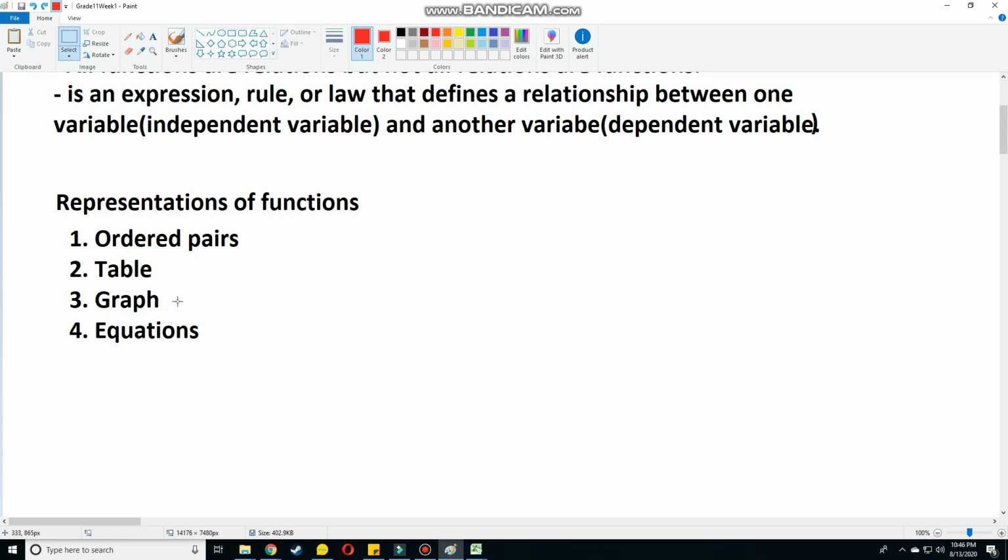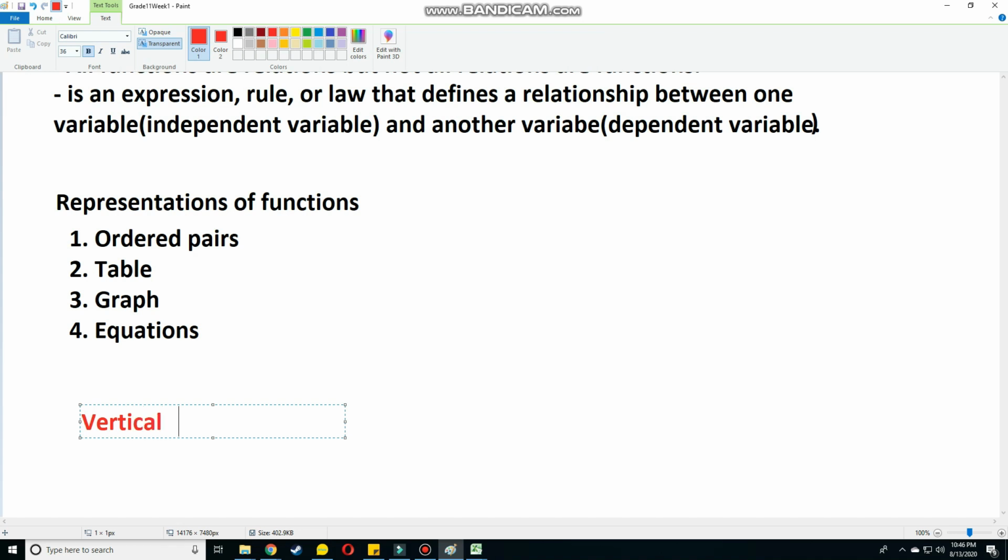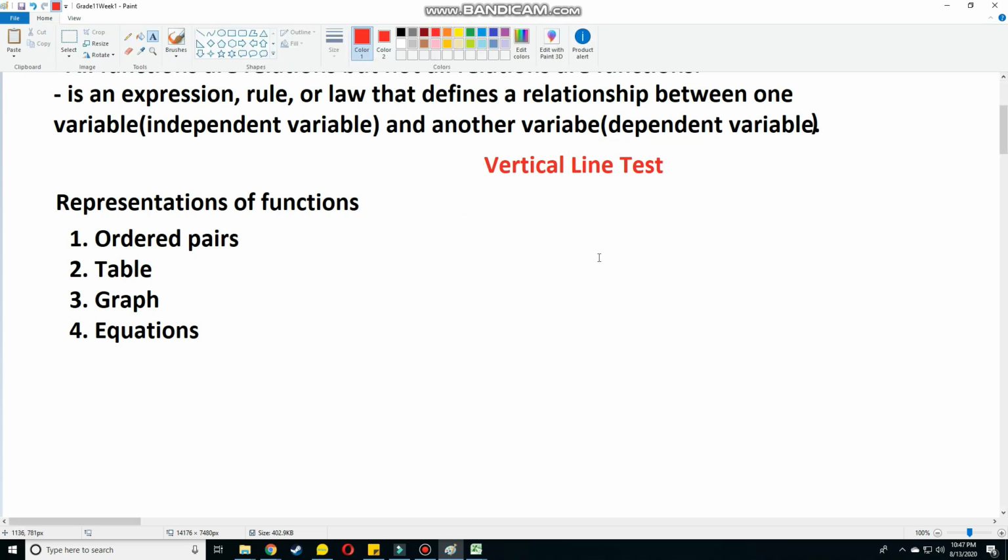Now, in our graph, in order for us to identify whether it is a function or not, we would use what we call the vertical line test. Okay, wherein on a vertical line test, we would simply draw a line on our graph. And then upon drawing, if that line hits our graph more than once, then it is not a function. Now, let's have an example.